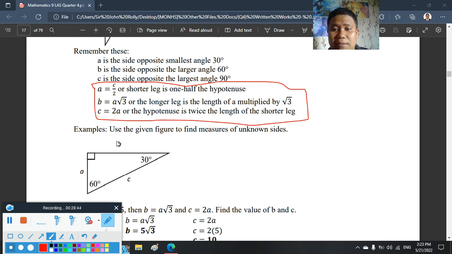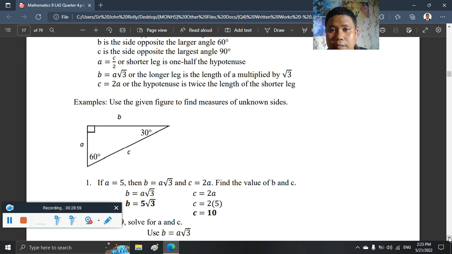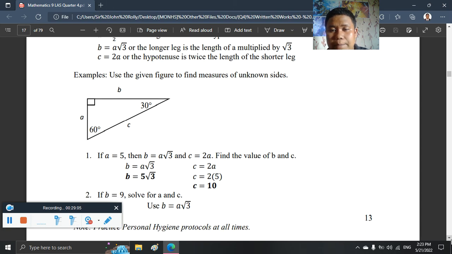So, it's easy to remember, guys. A equals C over 2, B equals A the square root of 3, C equals 2A. So, formulas first. That's it. Let's go now to the examples. Use the given figure to find the measures of unknown sides A and B, 60, 30 degree. This is the reference triangle.